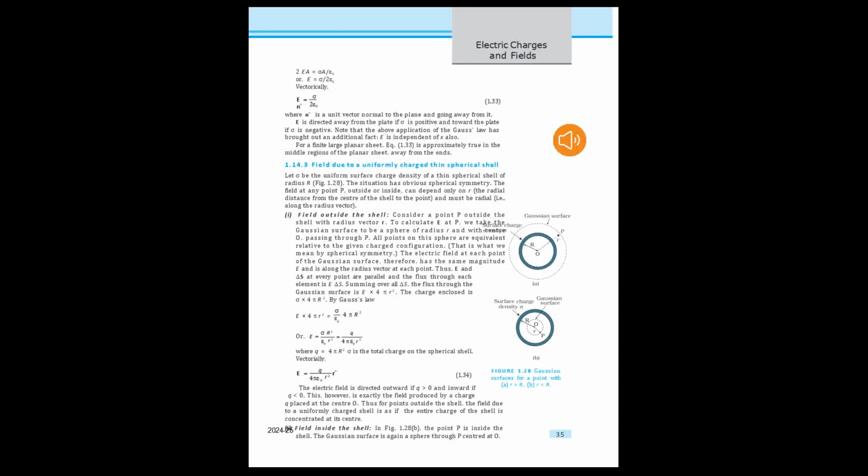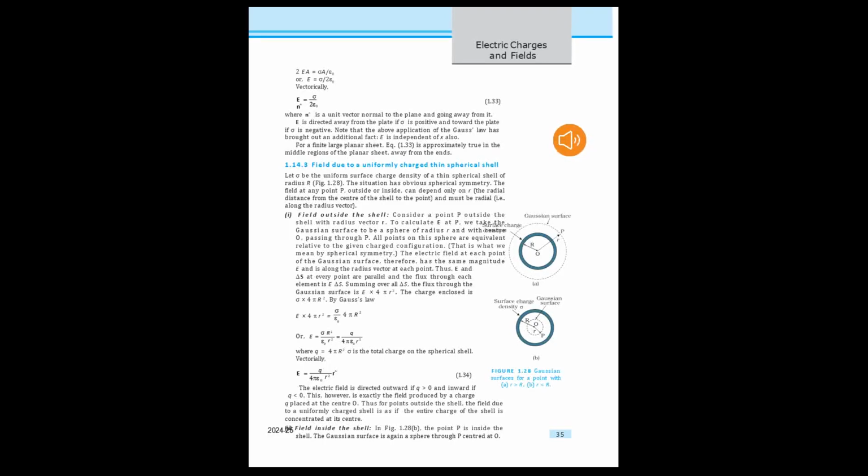Thus, E and delta S at every point are parallel, and the flux through each element is E delta S. Summing over all delta S, the flux through the Gaussian surface is E times 4 pi r square, and the charge enclosed is sigma into 4 pi capital R square. So by Gauss law, E into 4 pi r square equals sigma by epsilon naught into 4 pi capital R square, where E is given by sigma R square by epsilon naught r square. That can be written as q by 4 pi epsilon naught r square, where q equal to 4 pi R square sigma is the total charge on the spherical shell. Vectorially, we can represent this as E equal to q by 4 pi epsilon naught r square, into the radial unit vector.